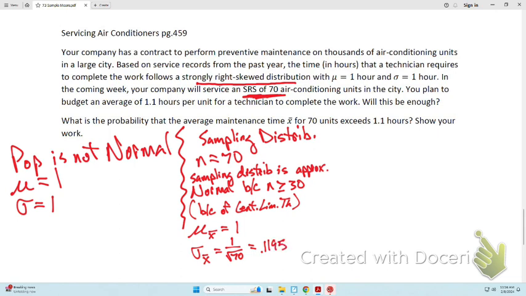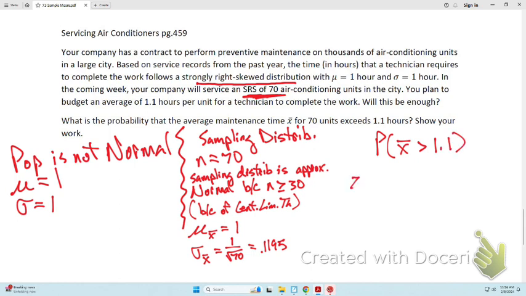All right. We haven't even addressed the question. We've just talked about the situation. This manager, this person, is going to budget 1.1 hours of work time. And the question is, will this be enough? What is the probability that the average maintenance time X bar for 70 units is going to be greater than 1.1? So we're using X bar greater than 1.1.